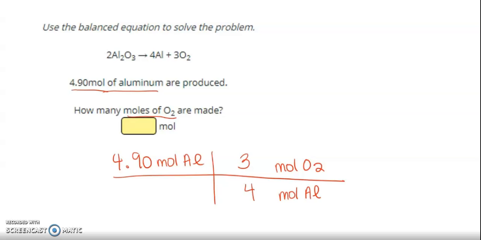So we just need to punch in the calculator, 4.9 times 3 divided by 4 equals, top times top divided by bottom. And we're going to get 3.675 moles of O2. And we'll round that to 3 sig figs, 3.68 moles of O2. So that one only took one step, but the next one's going to be a little different.